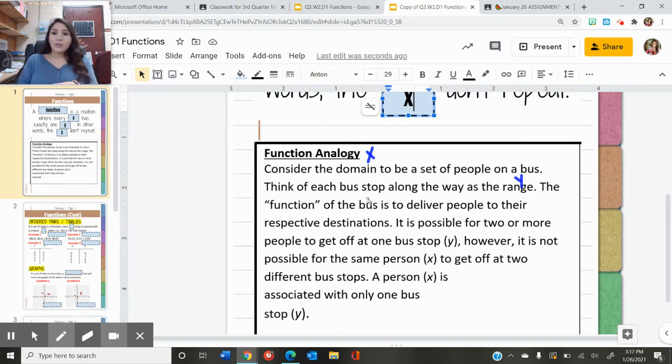So if I have Patrick on my bus, he cannot get off at the first bus stop, the second bus stop, and the third bus stop. However, I can have Patrick, Kenzie, and Kayla all getting off at one bus stop, but they can't get off at multiple. So a person, x, is associated with only one bus stop. After that analogy, let's go ahead and look at our next page.